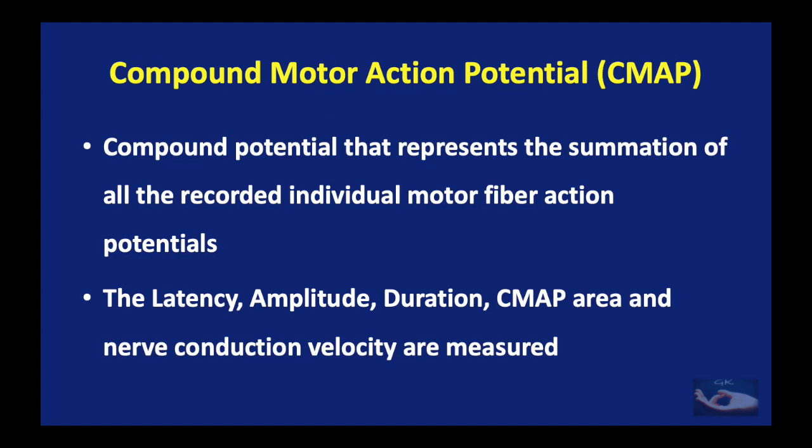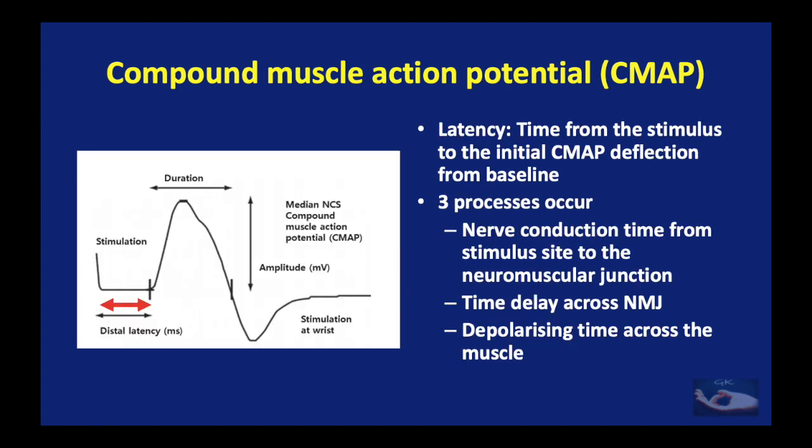When there is a muscle contraction, just like in the nerve, there is an electrical activity that is recorded. This can be recorded in the nerve conduction study. This is called the compound motor action potential, the CMAP, which represents the summation of all the recorded individual muscle fiber action potentials. In this recording, the latency, the amplitude, the duration, the CMAP area, and the nerve conduction velocity are measured. This diagram shows the typical CMAP.